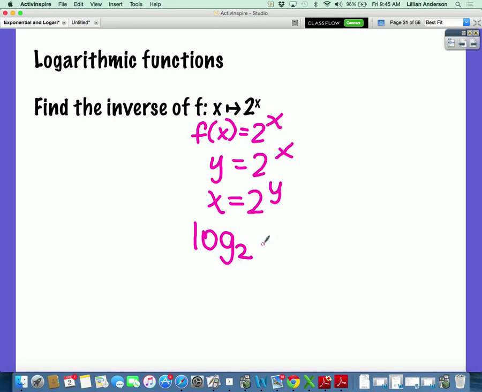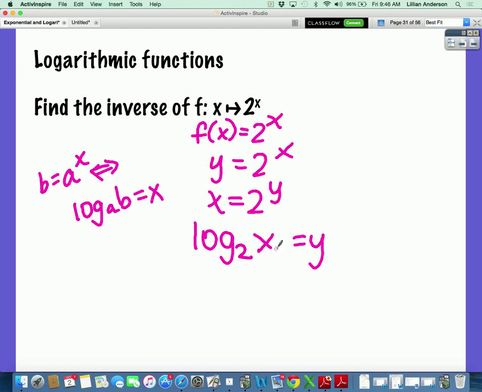I was thinking of something different, but I want you to use b equals a to the x, and then log. What was that thing that I boxed at the very beginning? Log base a of b. So whatever your exponent is, that is what it will equal when you write it in exponential form. So log base 2 of x equals y. This will be your inverse for 2 to the x.